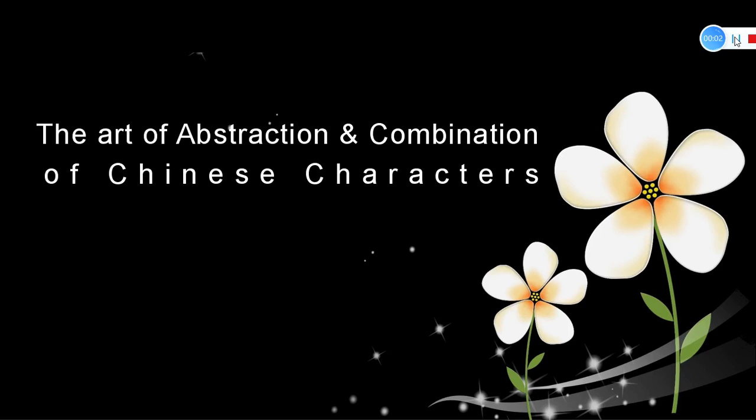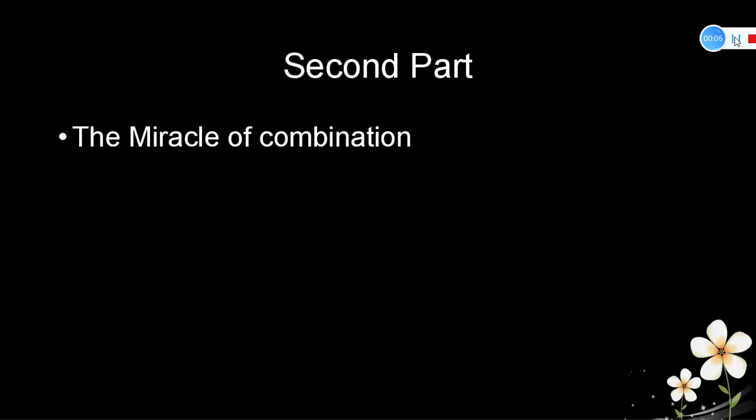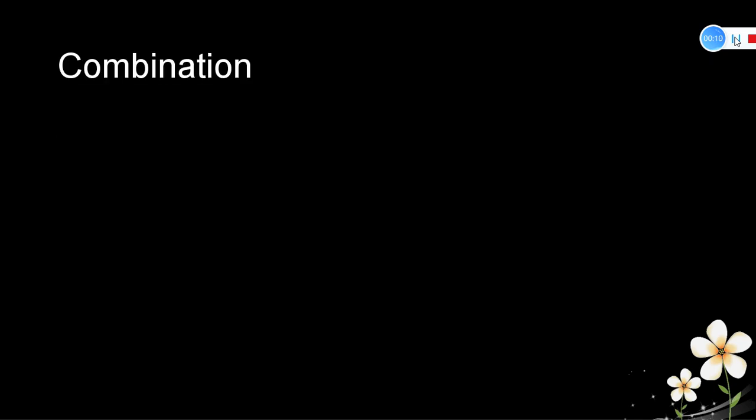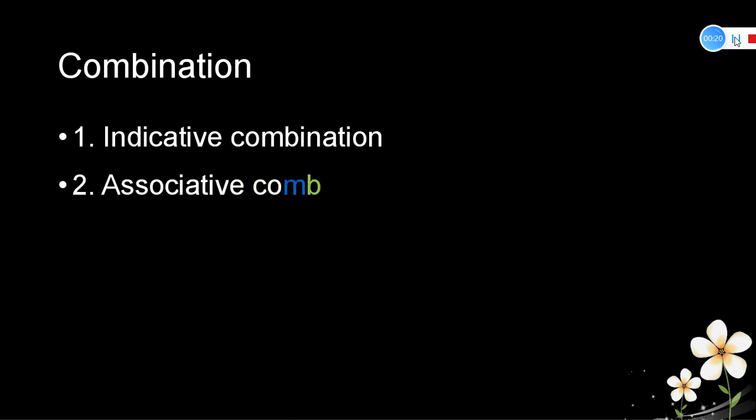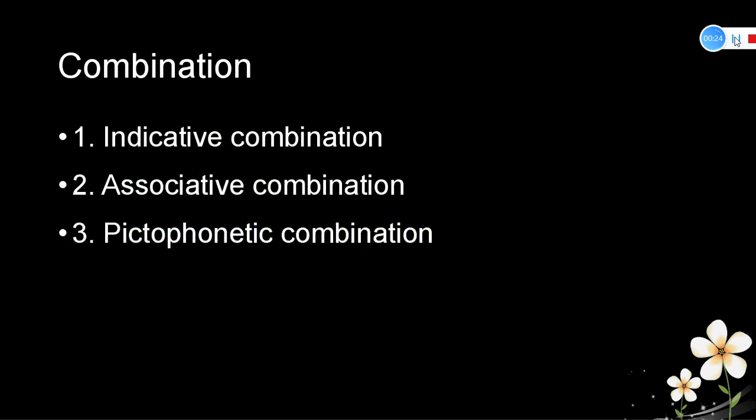The art of abstraction and combination of Chinese characters. Second part, the miracle of combination. Let's talk about the methods of combination in the formation of Chinese characters. There are three methods: indicative combination, associative combination, and pictophonetic combination. Let's talk about indicative combination first.